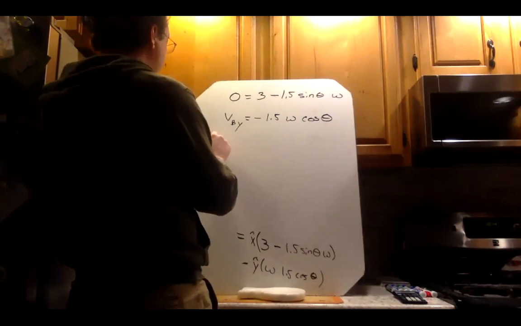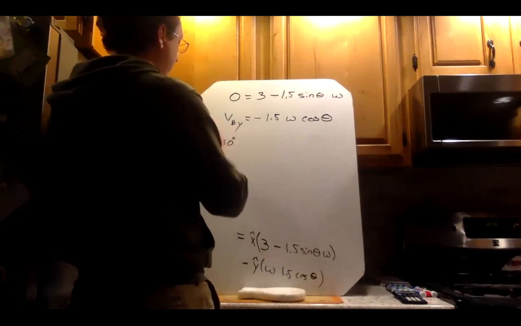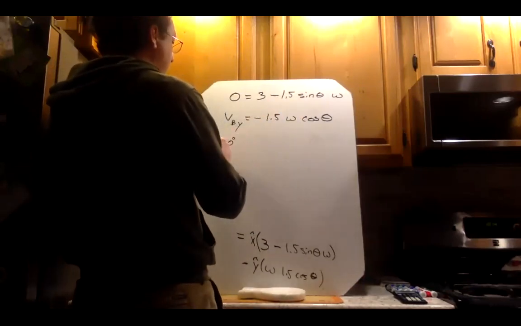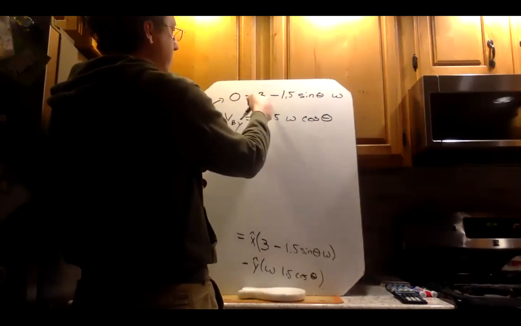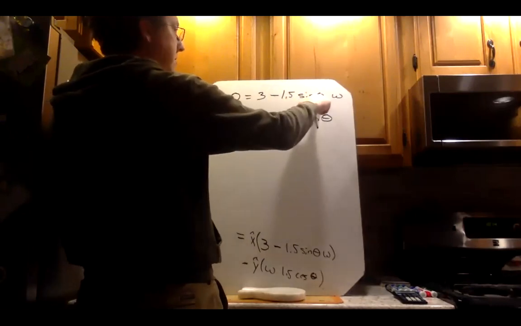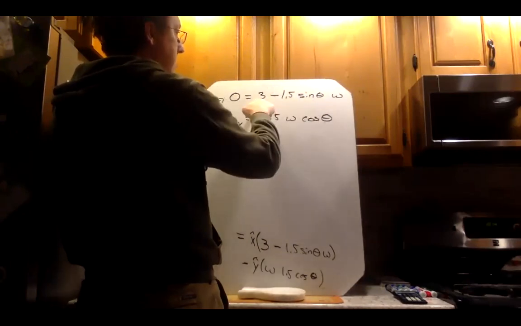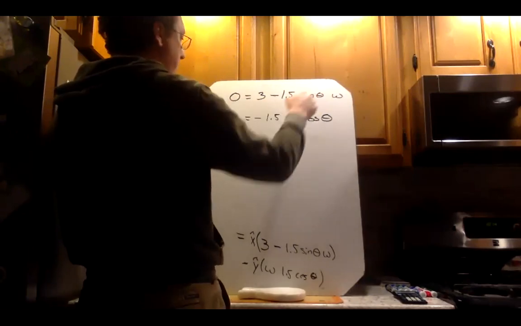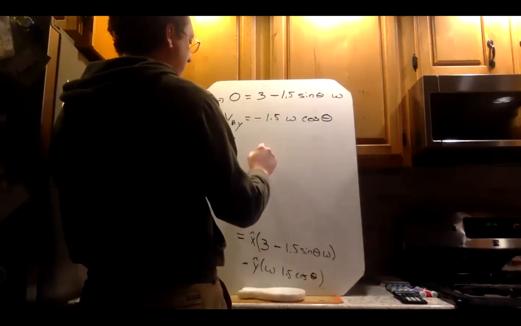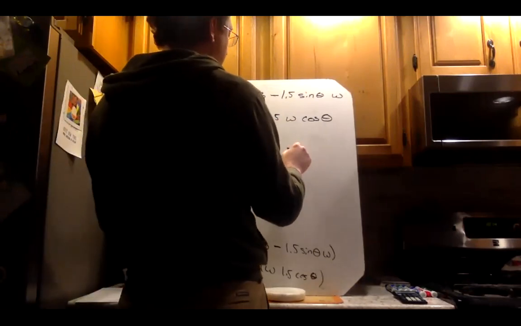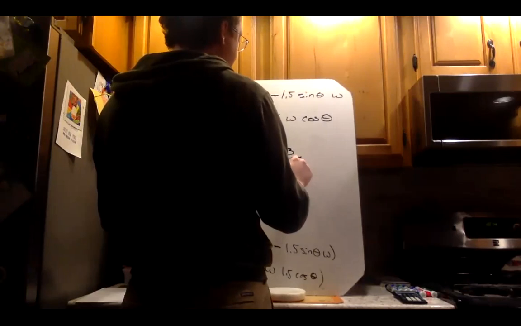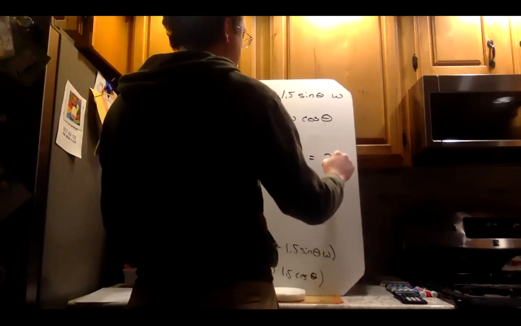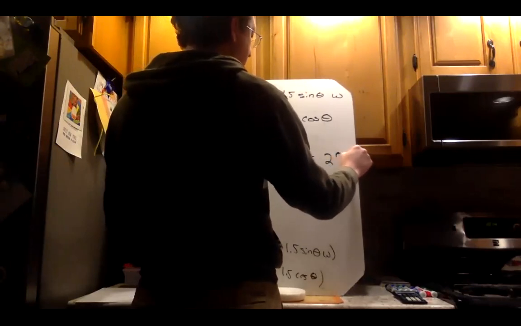Now, in the problem, they told me that theta was 30 degrees. All right, so now I can take this and plug it into the top equation. Sine of 30 degrees is a half. So this tells me that 3 minus 1.5 times a half times omega equals 0. So that means that omega must equal 3 divided by 1.5 divided by a half, which equals 2, and it'll come out as radians per second if you're careful with the units.